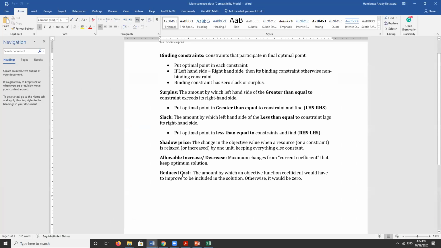As you see, you could be either more than your constraint or less than your constraint. Usually they define these as surplus and slack, but in some software they use one term for both. Surplus is the amount by which the left-hand side of a greater than or equal constraint exceeds the right-hand side. Slack is the amount by which the left-hand side of a less than or equal to constraint lags the right-hand side.